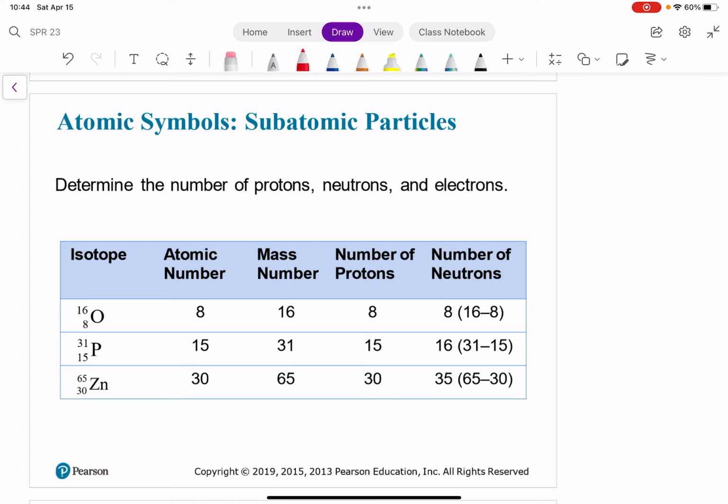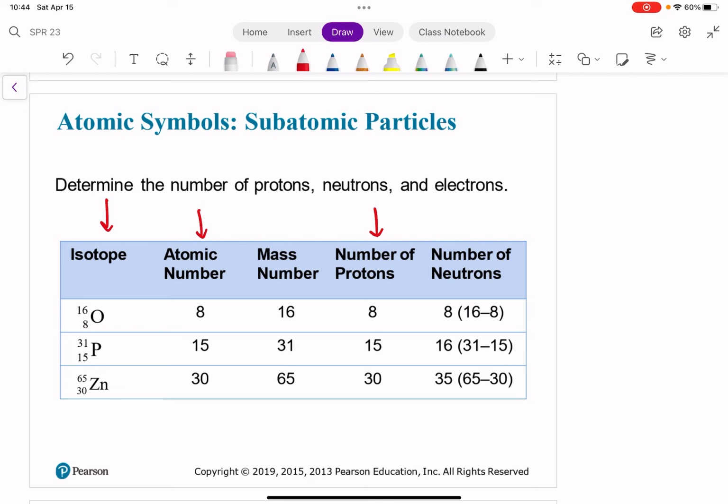So we got our atomic number from the bottom numbers, so 8, 15, and 30. Actually, let's look at them one at a time, sorry. So we'll look at the first one. Our atomic number is 8. So we can also fill in this column, right? If we know our atomic number, we know our number of protons. And you'll notice these columns are the same, and that's because they're not changing. We're not changing the number of protons when we have isotopes.